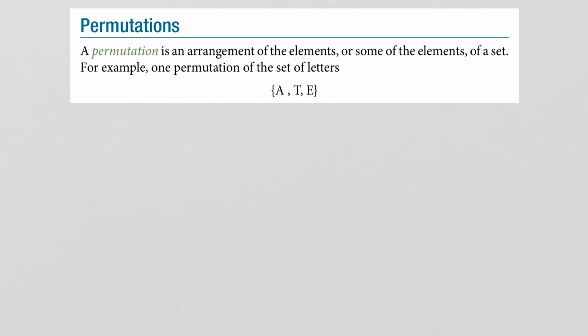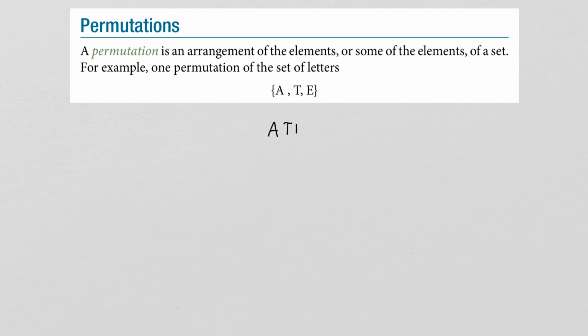All right, so now we get to permutations. So a permutation is simply an arrangement of elements or some of the elements of a set. So for example, I could talk about the set of letters A, T, and E. And I can ask you, how many different permutations are there of those three letters? So in other words, how many different orders can you put these letters in? So let's go through them.